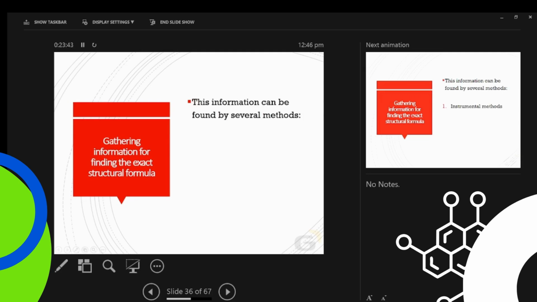So how do we gather information? There are several methods. Number one is the instrumental method. For example, if we talk about spectrometry, there are spectrometric methods which give you peaks, and these peaks tell you what type of group can be there. For example, if there is a certain value, you need to match that value with your database and you'll get the type of functional group that is present.